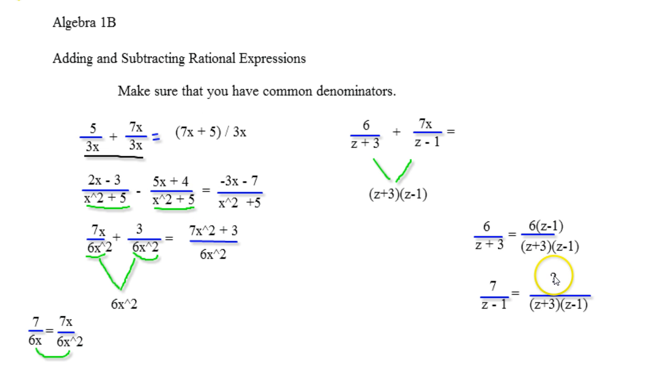Okay? All right, same thing here. I have 7 over z minus 1, and I have z plus 3 times z minus 1. So the z minus 1 is the same, except the z plus 3 times is new. So if I'm just changing how it looks, okay, I need to have a 7 times z plus 3 as well on top.